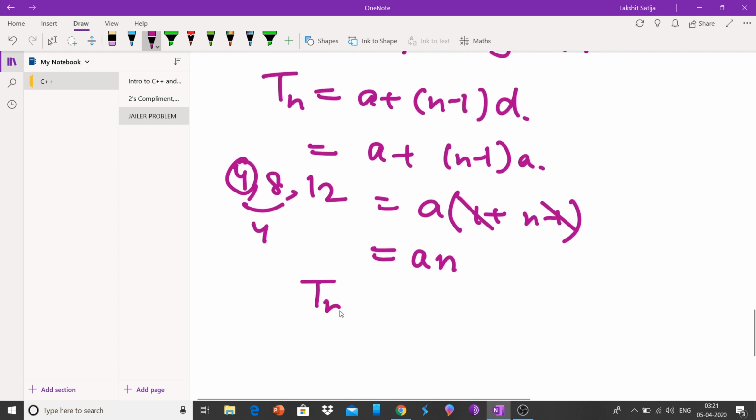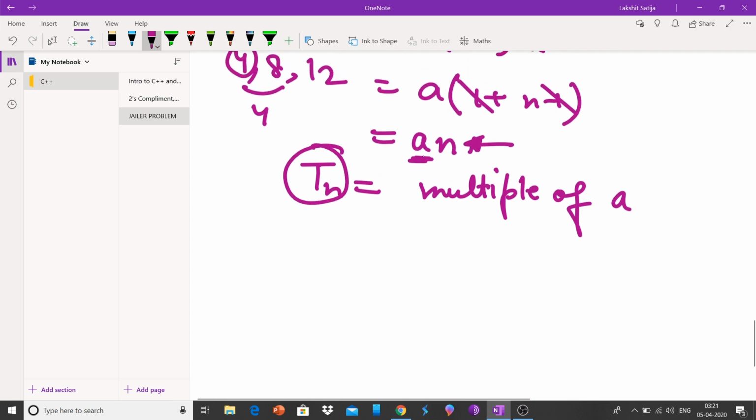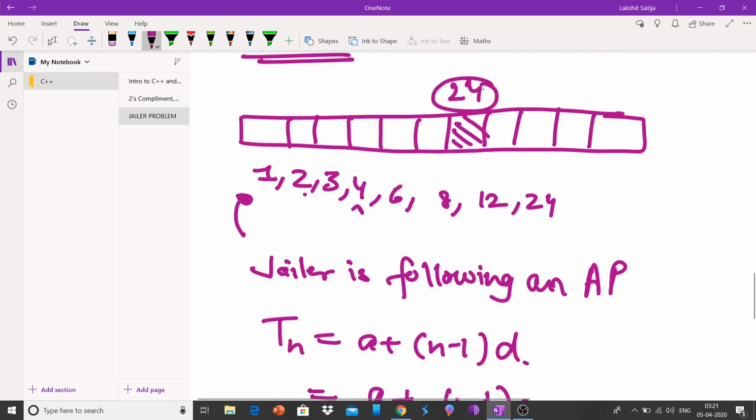So Tn will clearly be a multiple of a. n can be any number and it will be a multiple of a. So we can prove that any term will be a multiple of a. The numbers which divide 24 will be able to reach this cell. If the jailer starts from a number which divides 24, he will be able to reach 24. I hope you have got this concept.